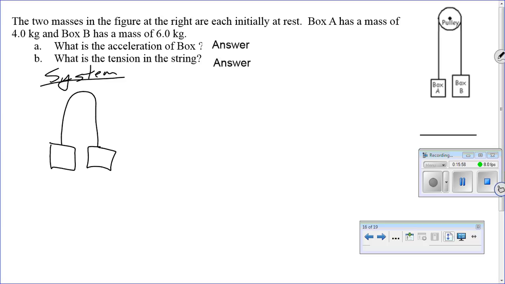All right, so here's box A. We can find the force of gravity on box A, right? It's just going to be 4 times 9.8, which gives us 39.2 newtons. Don't make it negative. We'll talk about negatives in a minute. Gravity is pulling box A downward with a force of 39.2 newtons. Cool? Similarly, B is over here, also being pulled down with a force of 6 times 9.8, which is 58.8 newtons.